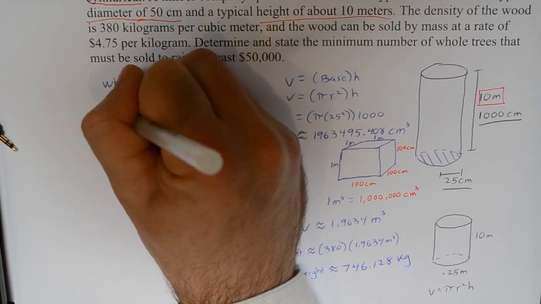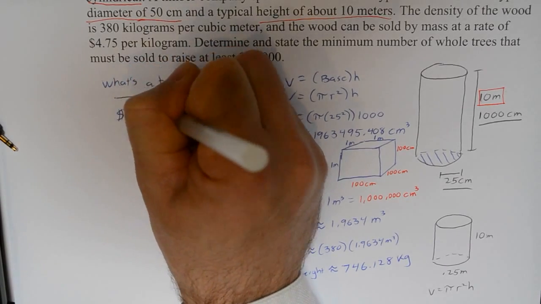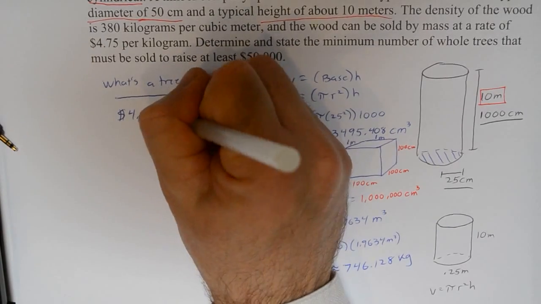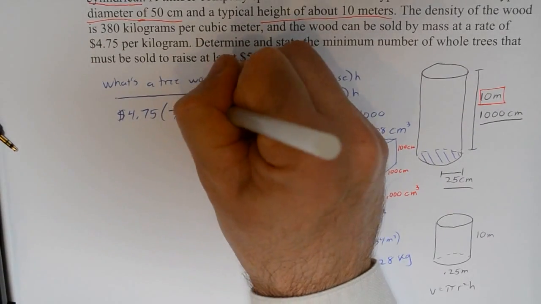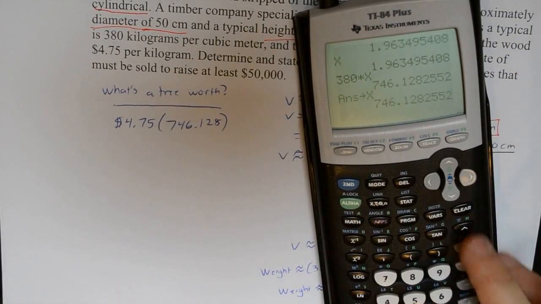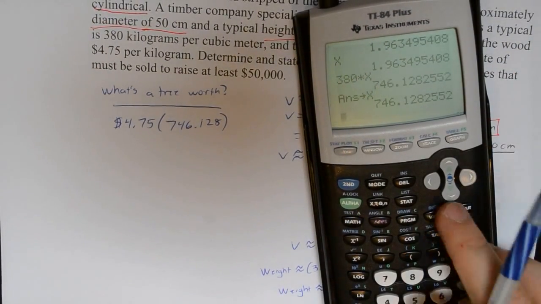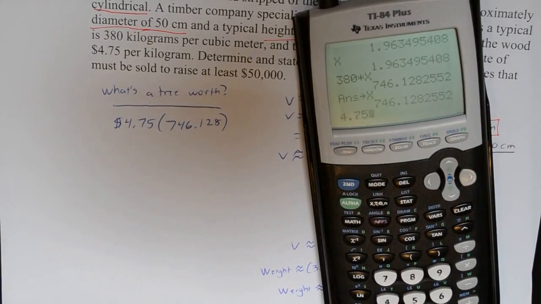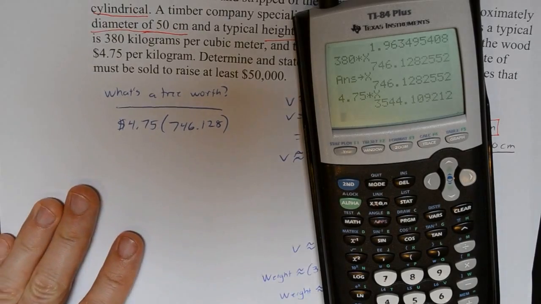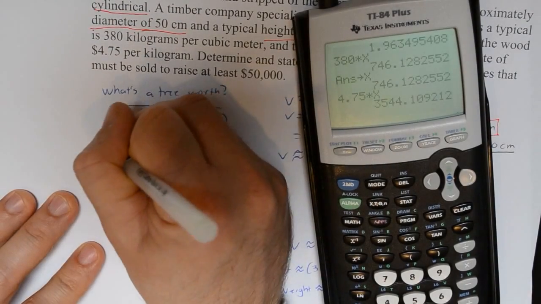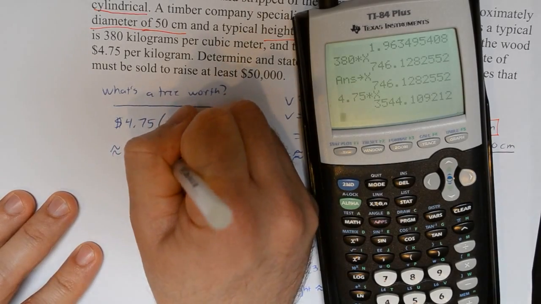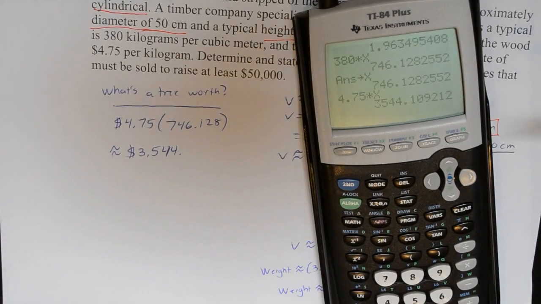So what's a tree worth? Well, a tree is worth $4.75 times however much it weighs in kilograms, which is about 746.128. Wow, we are really having to work for this one. So once again, I'll pull my calculator out here. Remember, I saved that number, so I could just hit times, I have it, but I could do 4.75 times x. And I get 3,544. Okay, so worth about $3,544.